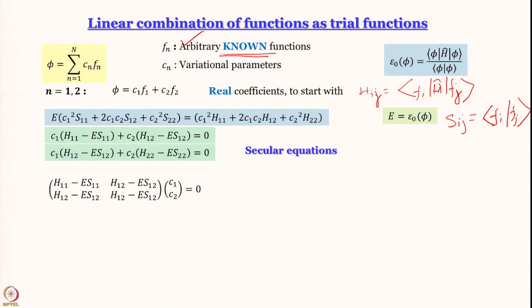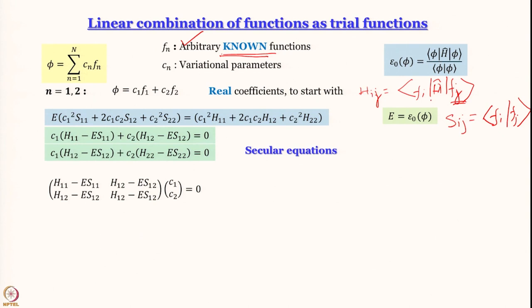Here it has to make some sense, but it may not make perfect sense to use some particular function f. That way they are arbitrary, but they are known. If I use a Gaussian function, I know where the maximum is, I know what the full width half maximum is. If it is an exponential function, I know what the constant associated with that exponential decay is, and so on and so forth. So I know the functions.